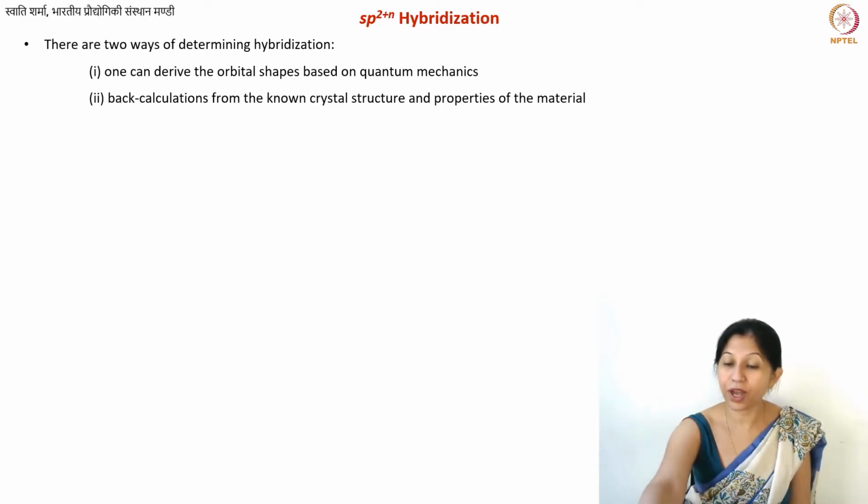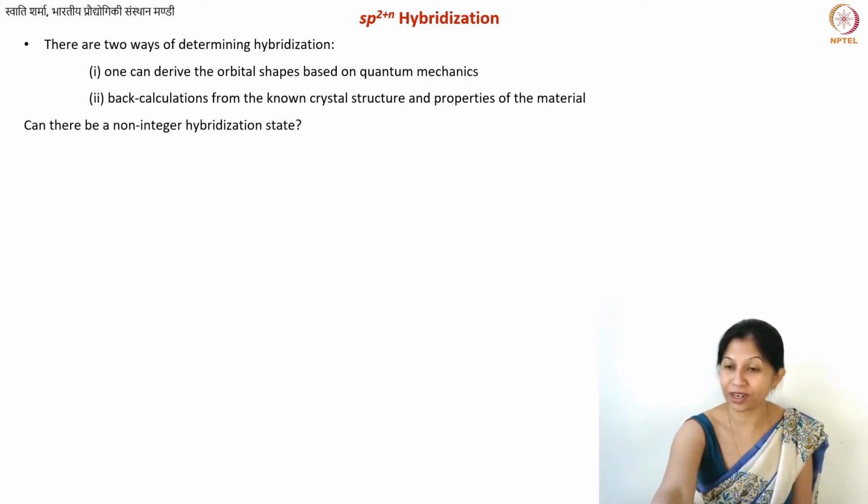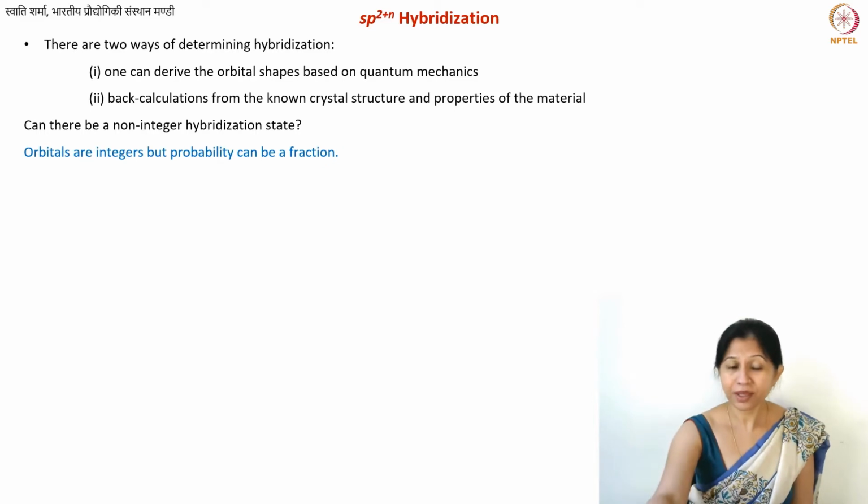Okay, so we are going to use the method number 2. Okay, can we also do this quantum mechanically using the method number 1? Yes, but there we have to understand that again the number of orbitals is an integer number, but the probability of finding the electron in those orbitals can be a non-integer value. Okay, so this is exactly what I have written here.